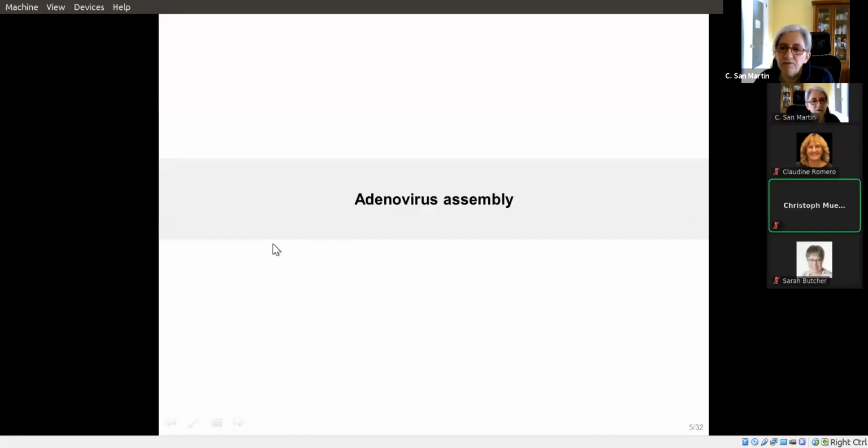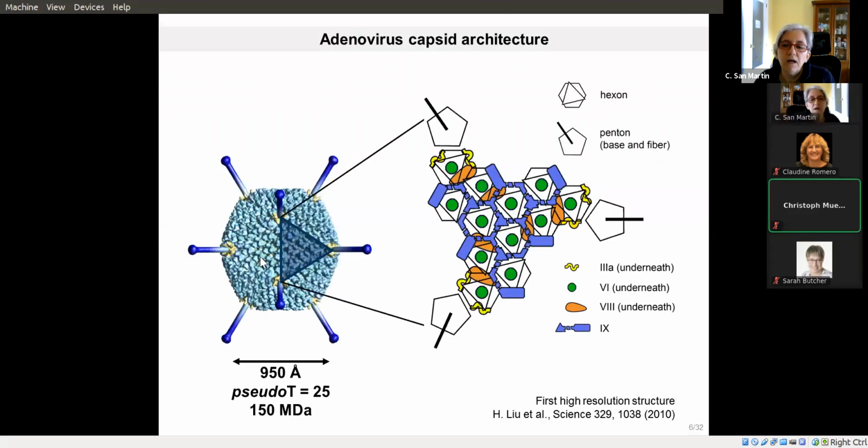So regarding adenovirus assembly, we've been working for many years, more than 10 years now, on adenovirus assembly using a combination of all sorts of electron microscopy techniques together with atomic force microscopy in collaboration with the group of Pedro de Pablo. But first, let me show you how an adenovirus looks. Adenoviruses are double-stranded DNA viruses.